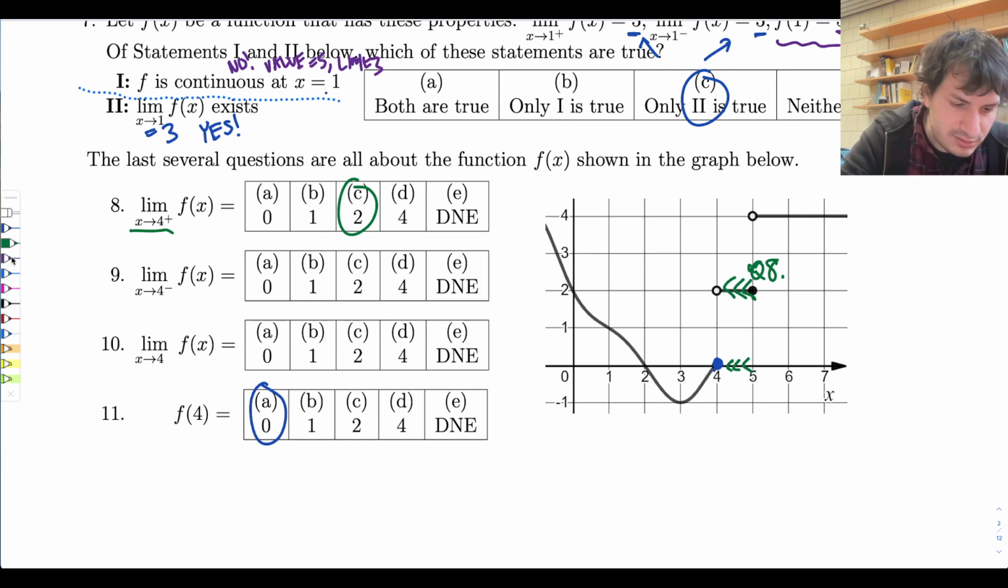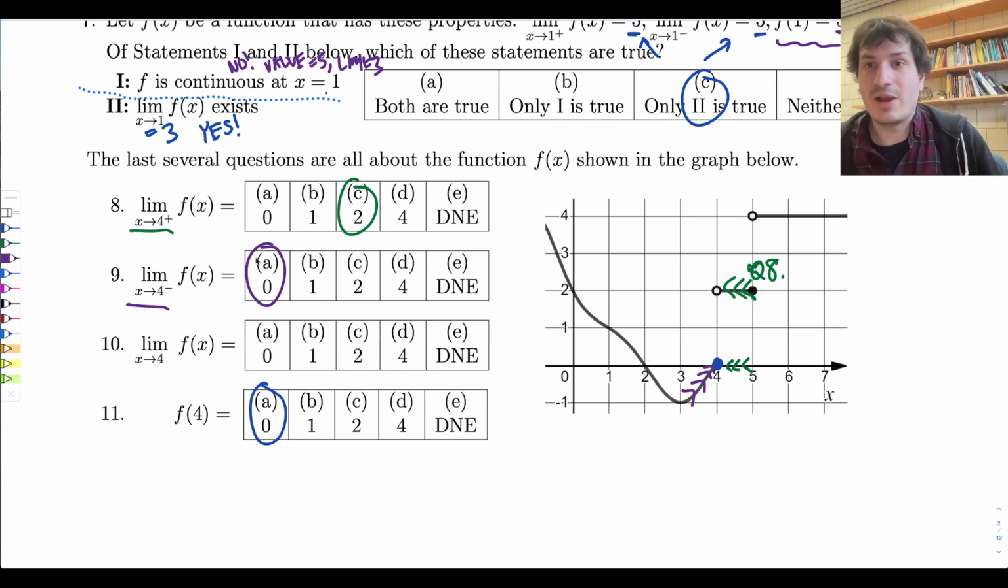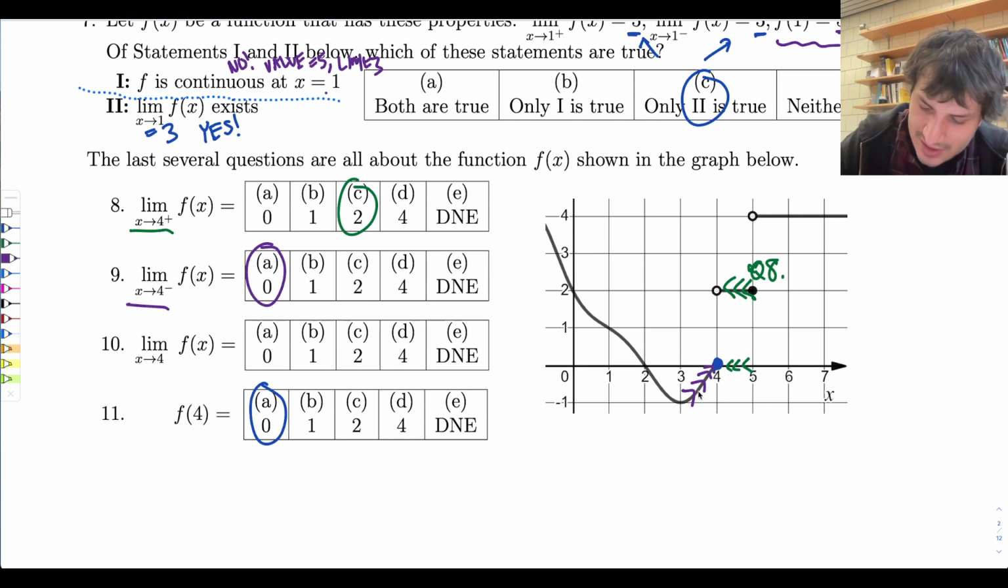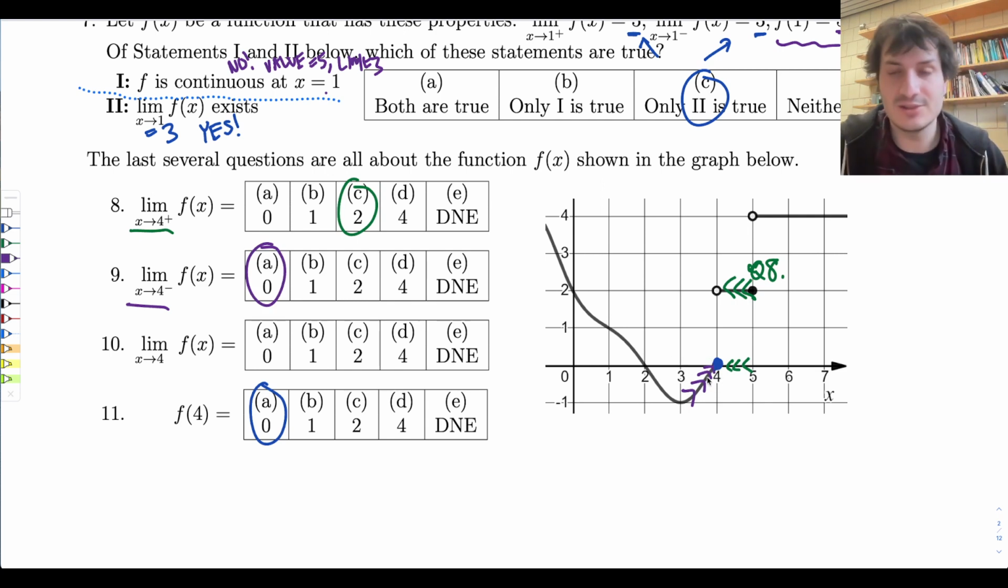Question 9, the limit from the left is talking about these y values that go up, up, up like this. Those y values are approaching 0. And you can see that as the x values get close to 4, but are a little bit less than 4, the y values approach 0. Okay, so that was question 9, is that purple stuff.